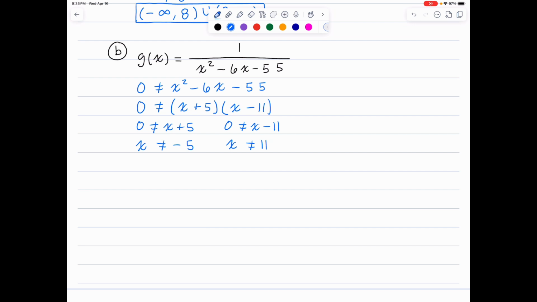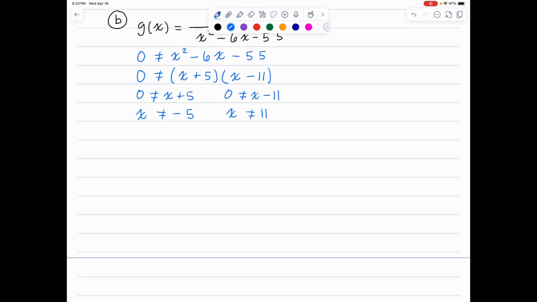So what would this be as a domain? Well, it can be everything except negative 5 and 11. So I'm going to go negative infinity to negative 5, union, negative 5 to 11, union, 11 to infinity. This here shows every number except negative 5 and 11. So that is our domain.